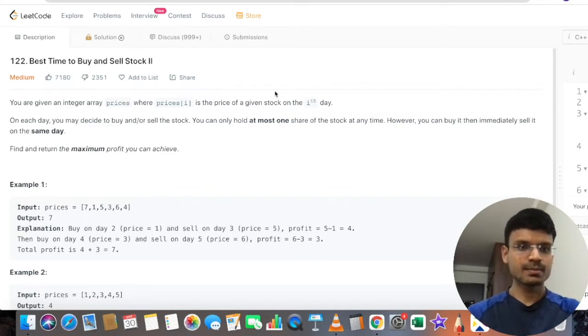So the problem name is best time to buy and sell stocks. This problem is similar to the one that we had solved in the previous video. It's just a basic enhancement of that problem. So let's go through the problem once.